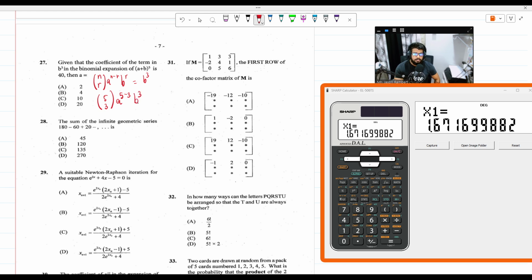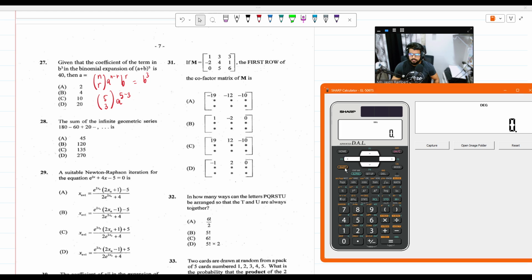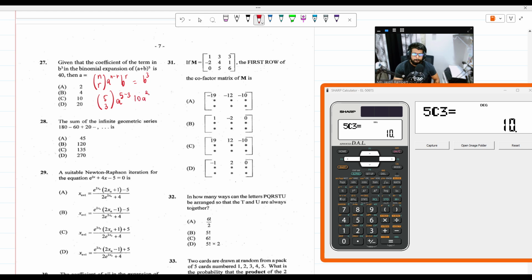I'm not concerned with the b cubed. I'm concerned with this here. What is 5C3? Going on my calculator. 5C3 is 10. So I'm going to get 10a squared equal to 40. a squared is 4. And a is plus or minus 2. In this case, a has to be 2.